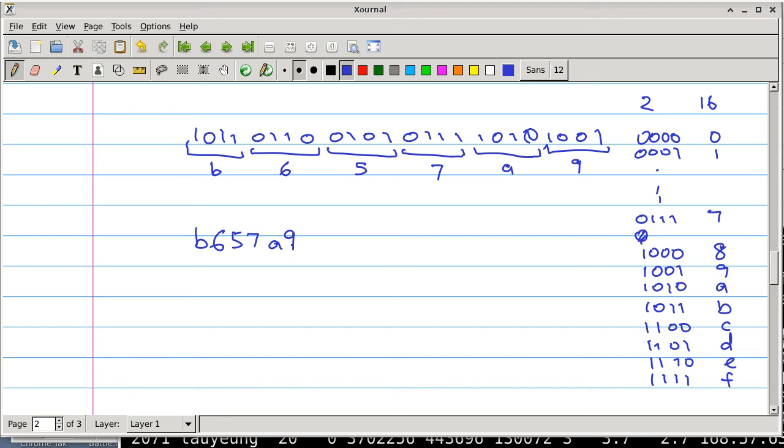Are we good so far? Yep. Mm-hmm. All right, no problem. So we'll get back to this later. If you don't quite get the concept of base conversion from 16 to 2 or the other way around, it's okay. We'll get back to this later on.